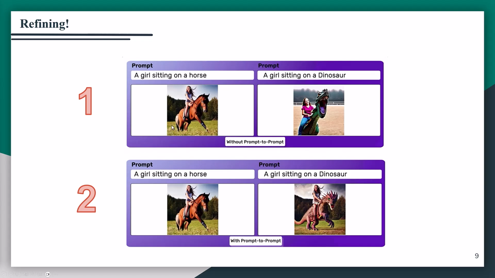As you can see in pair one, there is a big difference between the input and output. But in pair two, with prompt-to-prompt, the output is very similar to the input, but with a little change applied. For example, a horse is changed into a dinosaur.